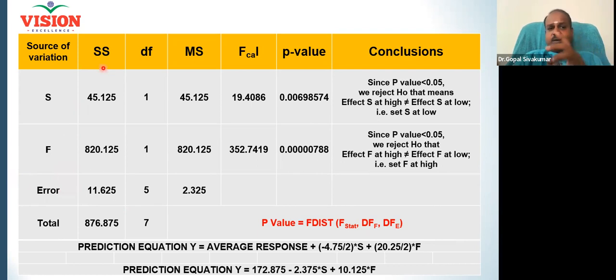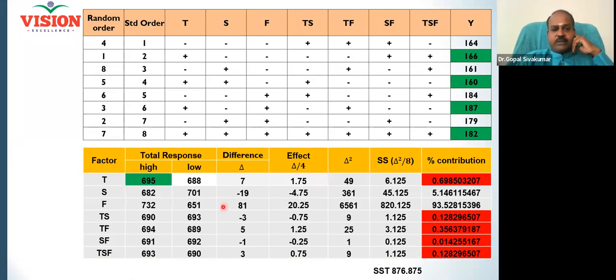Now sum of squares for factor S. What is the sum of square for factor S? How much is it? Go back. How much is the sum of square for factor S? Please read out.